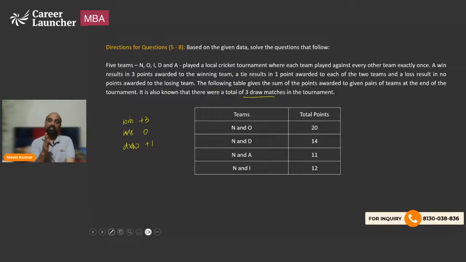And if we look at teams N and O, their total points is 20, N and D is 14, N and A is 11, N and I is 12. So there are 2 steps involved. First, we need to find out what are the total number of points each of the 5 teams have.